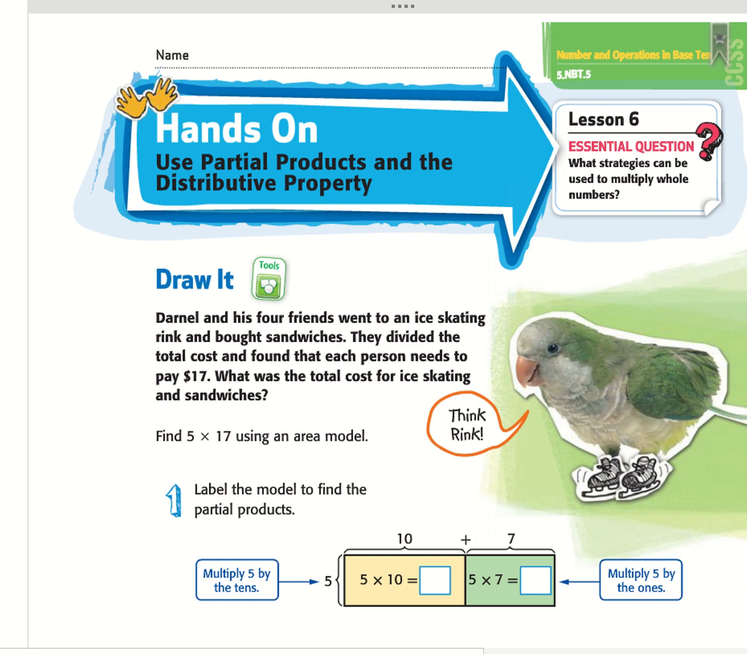Hello everyone, Chapter 2, Lesson 6. We're on page 113, and this is using partial products and the distributive property.